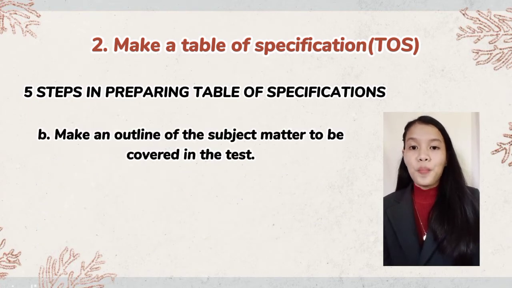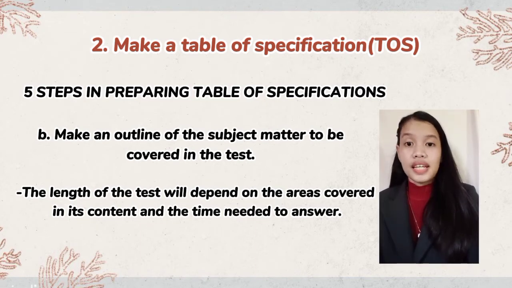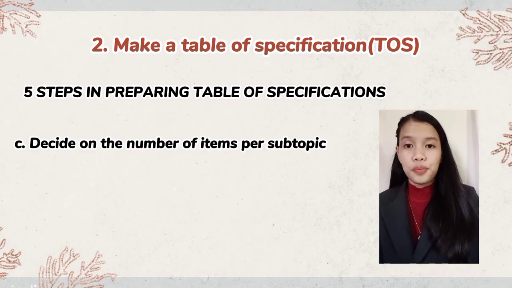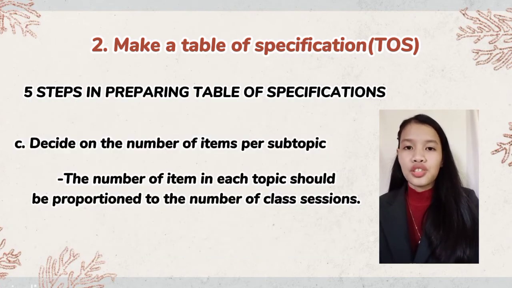Next step, make an outline of the subject matter to be covered in the test. The length of the test will depend on the areas covered in its content and the time needed to answer. Third step, decide on the number of items per subtopic. Use this formula to determine the number of items to be constructed for each subtopic covered in the test so that the number of items for each topic should be proportional to the number of class sessions.